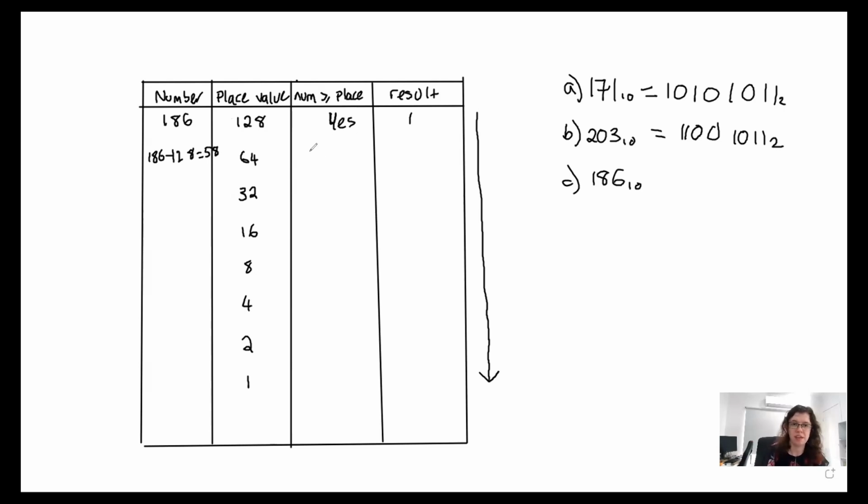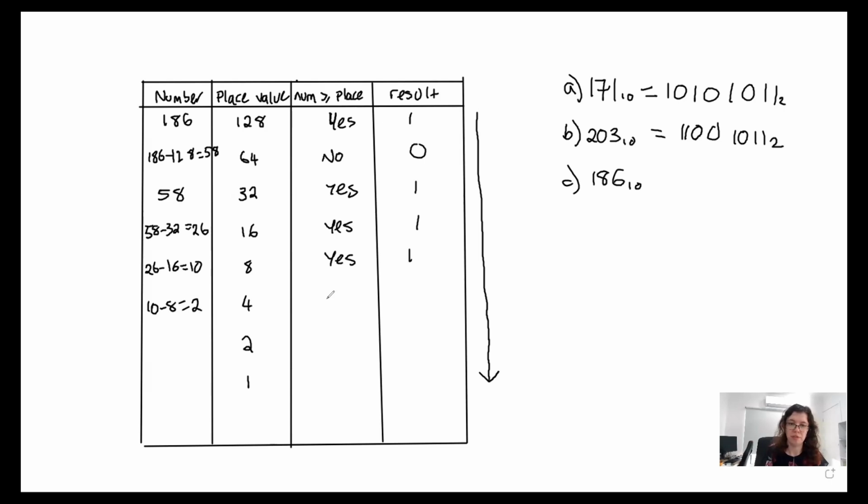So is 58 greater than or equal to 64? No. Is it greater than or equal to 32? Yes, it is. So we put a 1 there. Then we do 58 minus 32 to give us 26. 26 is greater than or equal to 16. So yes, and a 1. 26 minus 16 gives us 10. Is 10 greater than or equal to 8? Sure is. So we get a 1 there as well. 10 minus 8 is 2.